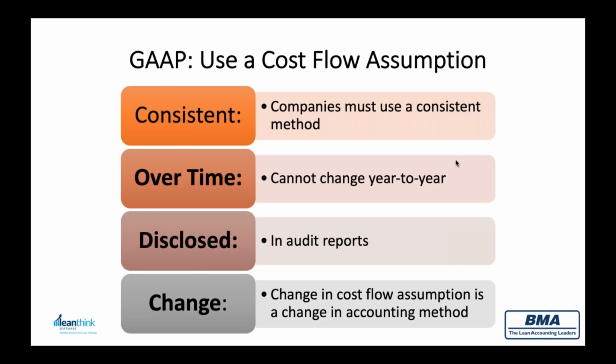It says use what's called a cost flow assumption. This is an assumption about how we're going to show our costs for both inventory valuation and cost of goods sold. Now, the cost flow assumption must be consistent. Companies must use a consistent method over time. You can't simply change year to year, because if you were changing year to year, you could have significant impacts on your reported profitability, which would not be good for external reporting purposes.